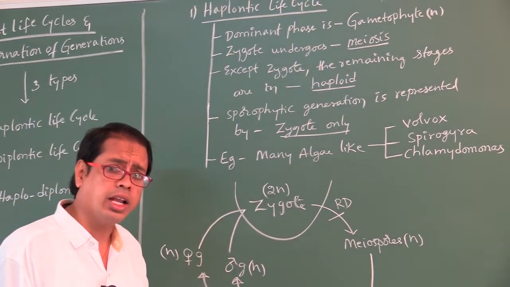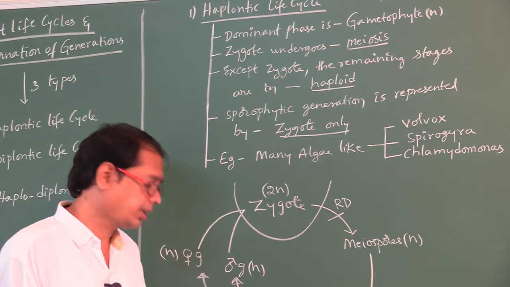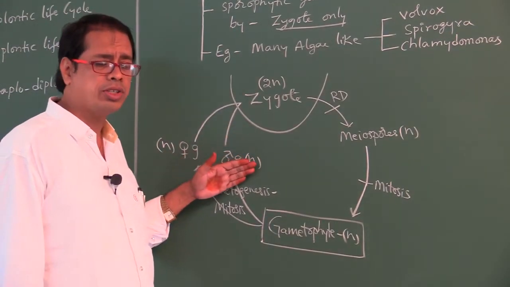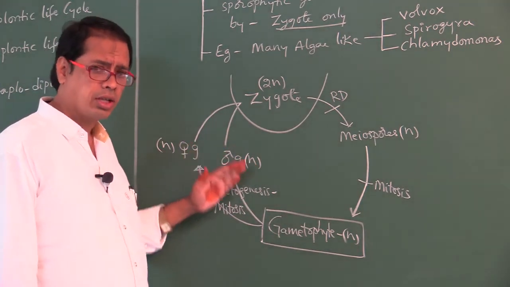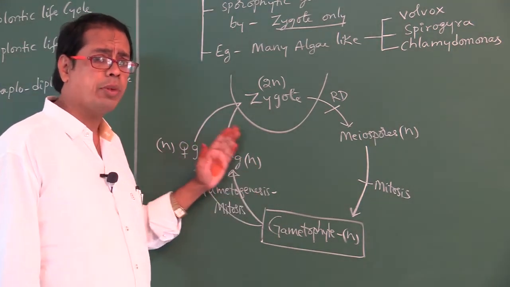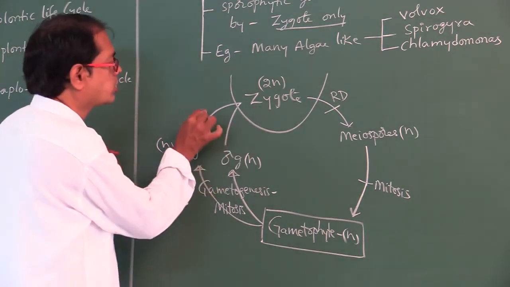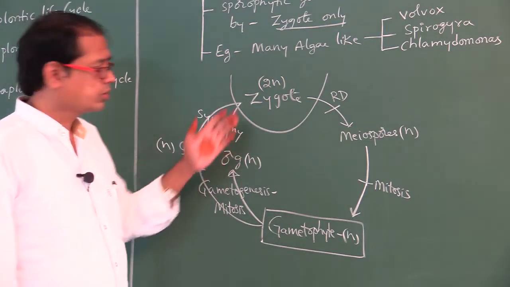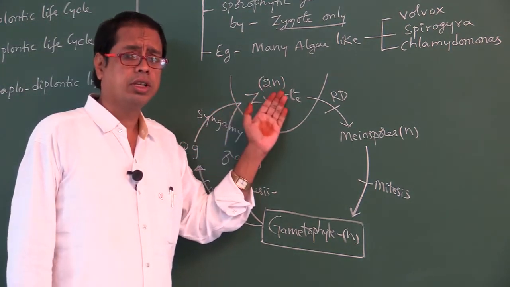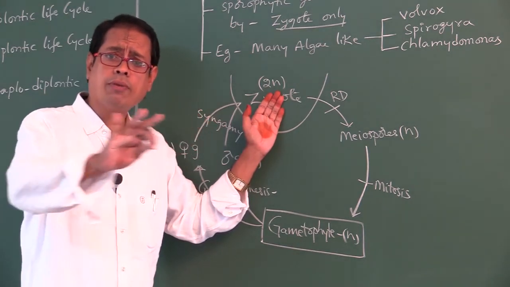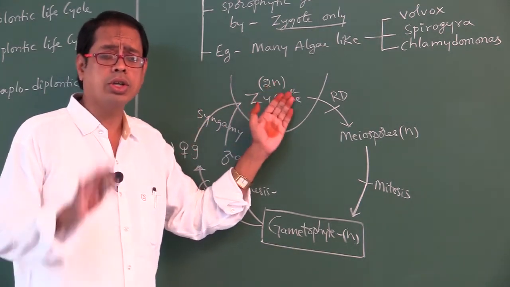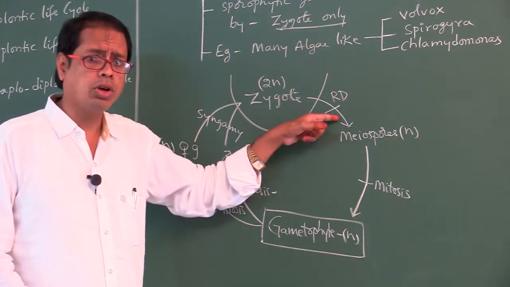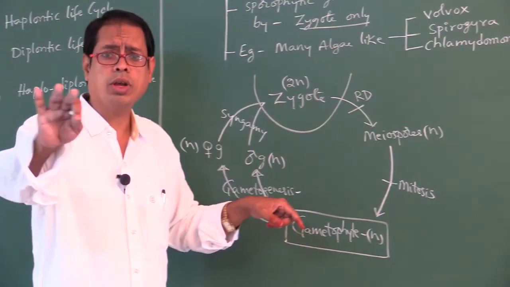In haplontic life cycle, dominant phase is gametophyte. It produces gametes, that is so called gametogenesis. N becomes N means mitosis. Those two gametes fuse together; that process is so called syngamy or fertilization. Zygote ploidy is 2N. So here in algae no embryo formation. Two points you have to remember: zygote undergoes meiosis, and no embryo formation.